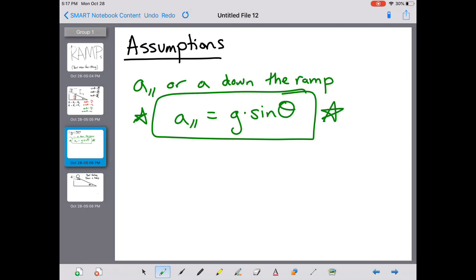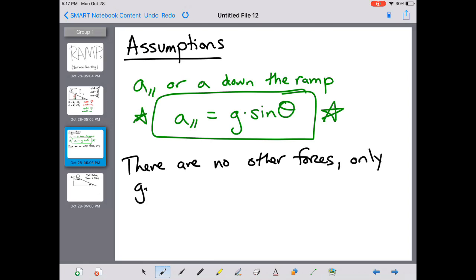All right? Now, this is with the assumption that there are no other forces, which for our problems there won't be. Only gravity. All right? So you can see a lot of problems that say it's frictionless or it's on a really smooth surface. That all reinforces the fact that our acceleration down the ramp is g times sine of theta. All right? G times sine of theta.